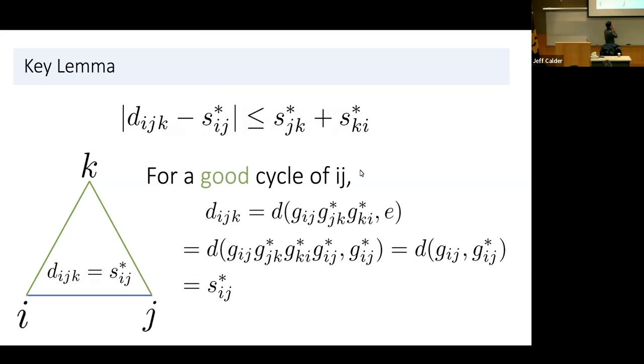We can even verify this without using that inequality. Assume that Ik and Jk are good edges. By the definition of Dijk, we put star on Jk and Ki because they are ground truths, which I assume here, labeled as green. Then I can multiply Gij star on both sides inside this distance function because of the bi-invariance property. And then by the cycle consistency condition, this Jk star, Gki star, and Gij star cancel each other because they are identity. So we get Sij star.